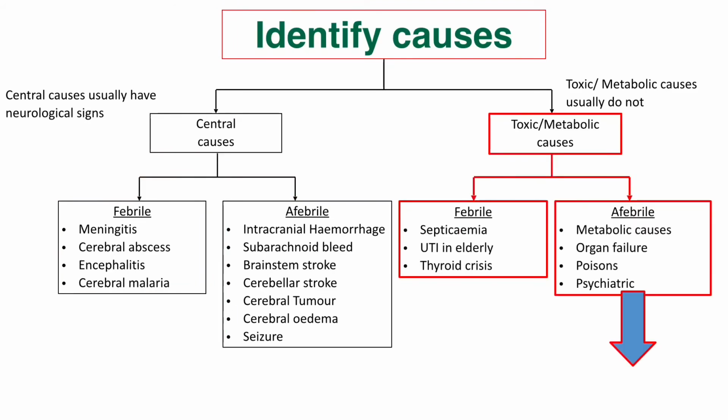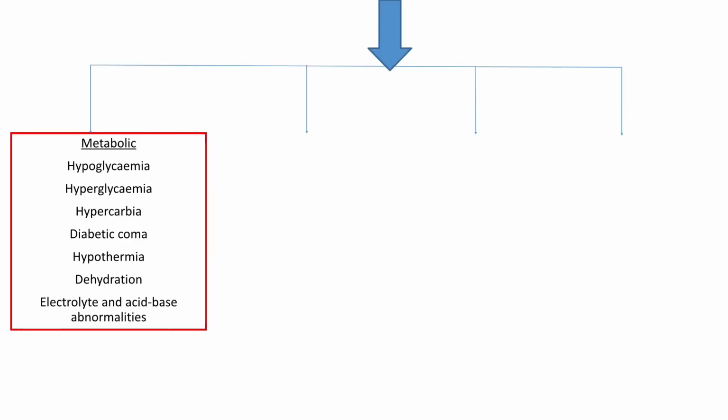As for the toxic and metabolic causes, you can divide them into febrile and afebrile conditions as well. Febrile conditions are such as septicemia, UTI in the elderly, or thyroid crisis. Afebrile conditions consist of metabolic causes, organ failure, poisons, or psychiatric issues. The metabolic causes of reduced consciousness include hypoglycemia, hyperglycemia, hypercarbia, diabetic coma, hypothermia, dehydration, and electrolyte or acid-base abnormalities.